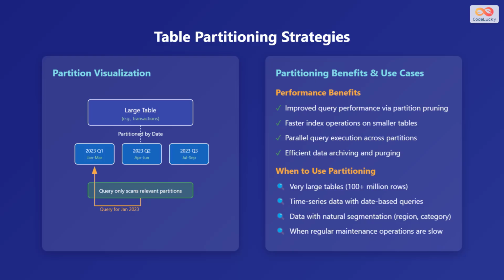There are several performance benefits. Partitioning improves query performance via partition pruning. It enables faster index operations on smaller tables. It allows parallel query execution across partitions. It makes efficient data archiving and purging possible. When to use partitioning? Use it for very large tables with more than 100 million rows, for time series data with date-based queries, for data with natural segmentation like by region or category, and when regular maintenance operations are slow.